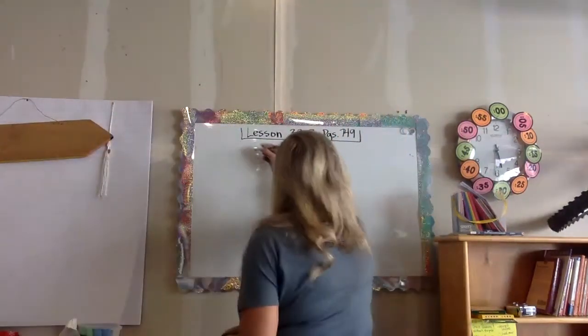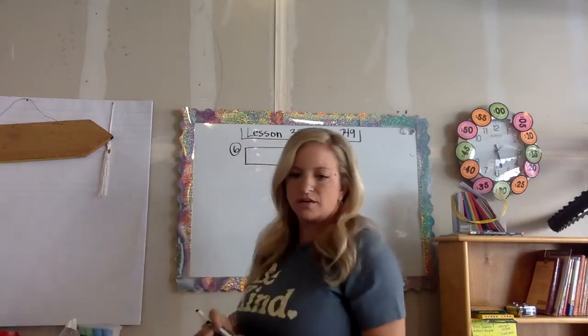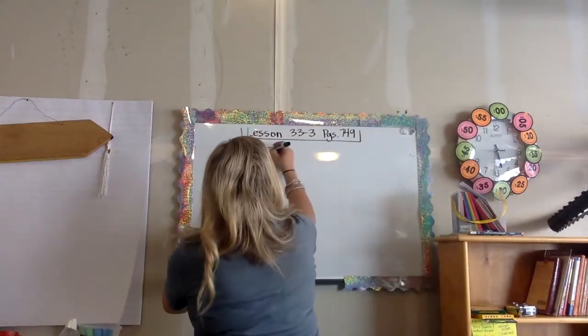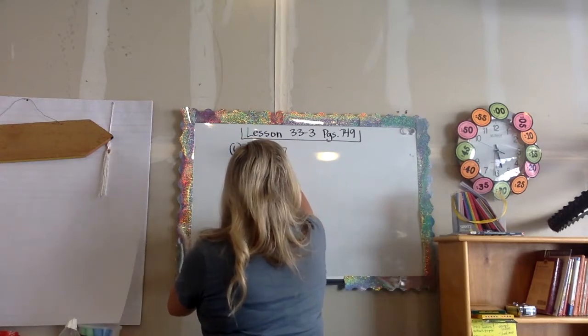So number 5, a rectangle is divided into 6 same-size squares. How many squares cover 1/2 of the area of the rectangle? So number 6, and it was 6 same-size squares. How many squares cover 1/2? I have 6 same-size squares. Here's 1/2.